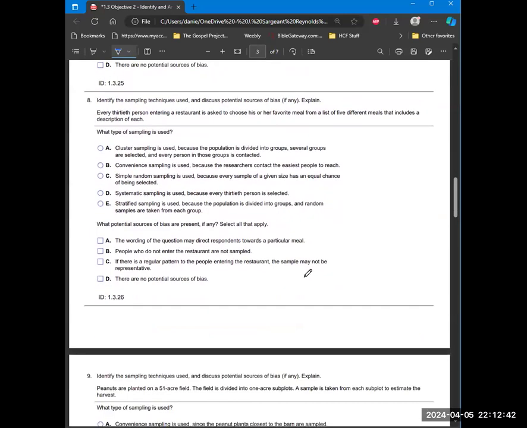Let's go ahead now and look at number 8. Identify the sampling techniques used and discuss potential sources of bias, if any, and explain. Every 13th person entering a restaurant is asked to choose his or her favorite meal from the list of 5 different meals that include a description of each. So this is going to be systematic sampling, which is D, because we have a method to choose every 13th person.